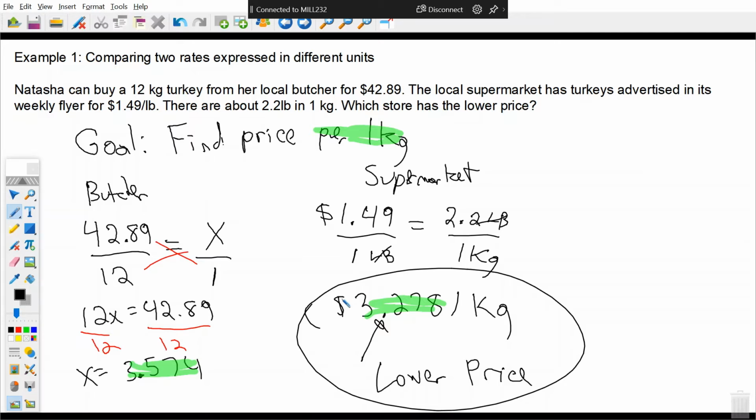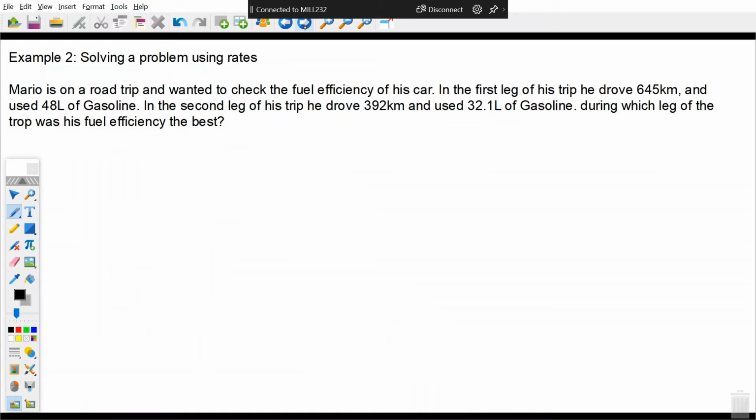Let's try another one. Mario's on a road trip and he wants to check the fuel efficiency of his car. In the first leg of the trip, he drove 645 kilometers and used 48 liters of gasoline. In the second leg of his trip, he drove 392 kilometers and used 32.1 liters of gasoline.